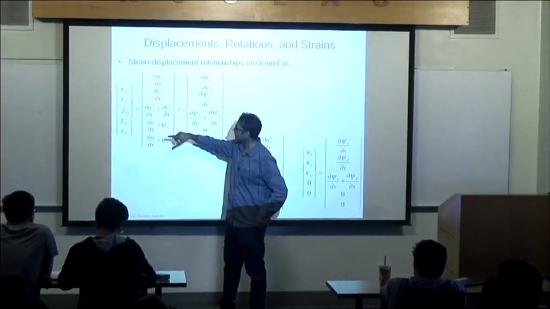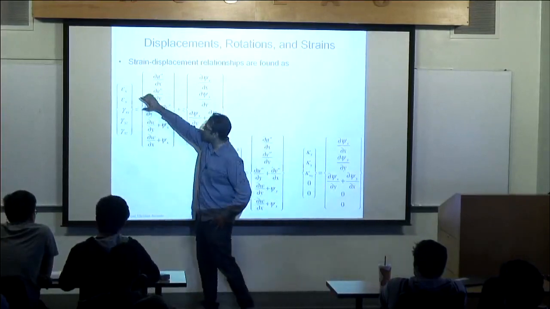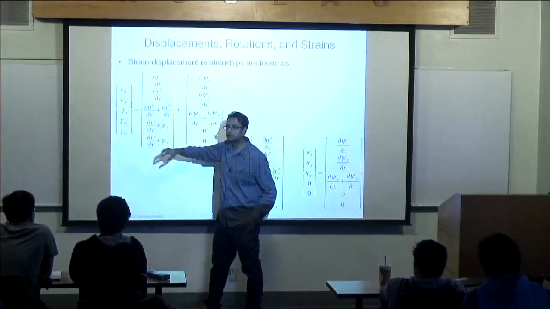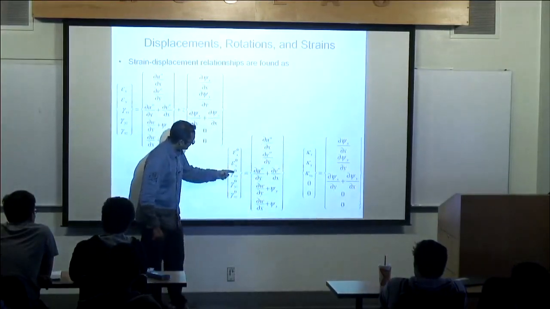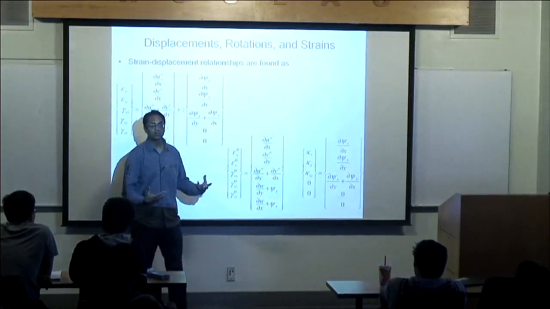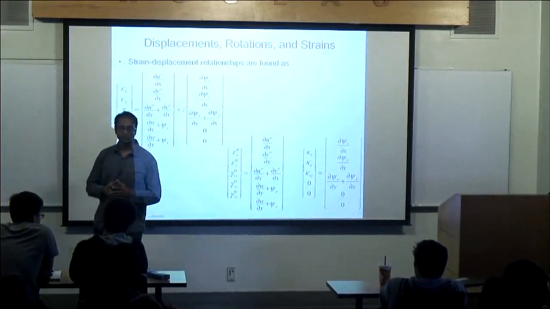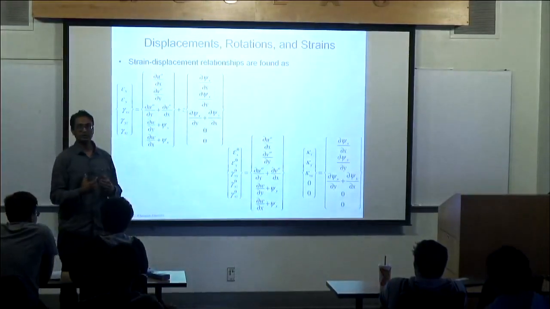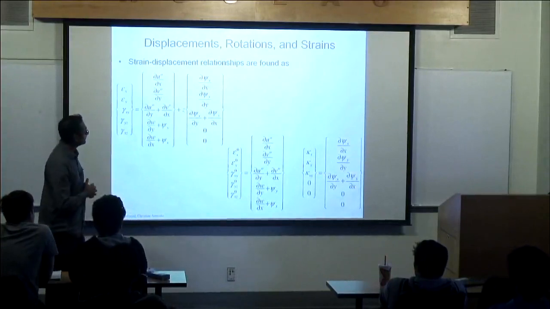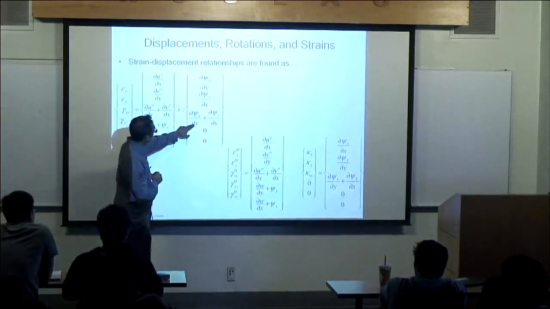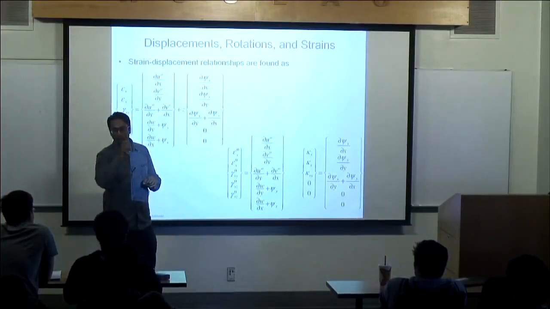So what people do, and it's not to confuse anyone, it's actually to help you, is they'll name these strains with a superscript naught. They do that so you know that the strains here are the mid-surface strains. That's the purpose of that. Okay? It's not to make the notation more confusing. It's to help you. Finally, these strains here represent, just like a Timoshenko beam and Euler-Bernoulli beam, the curvatures.